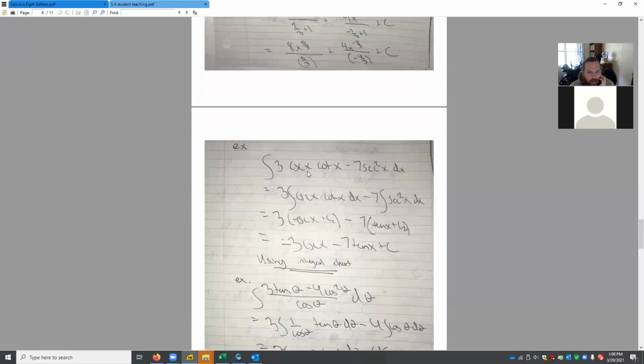And cosecant cotangent, same thing here. Let's put this in parentheses. So 3 cosecant cotangent minus 7 secant squared of x, as long as we have this whole thing in big parens, will be good. And then the next line is fine.